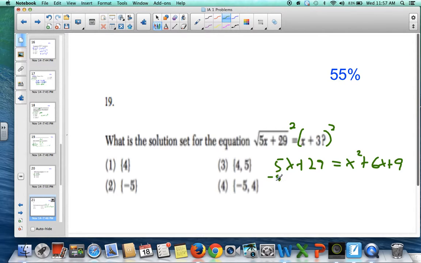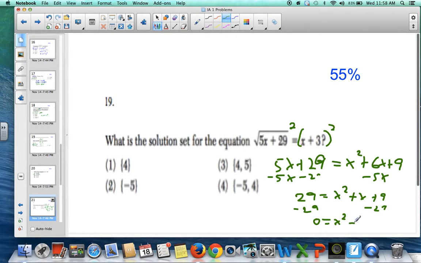Now I'm going to subtract 5x, and that gives me 29 equals x squared plus x plus 9. And now I'm going to subtract 29. So 0 equals x squared plus x minus 20. And I'm going to bring that up here.